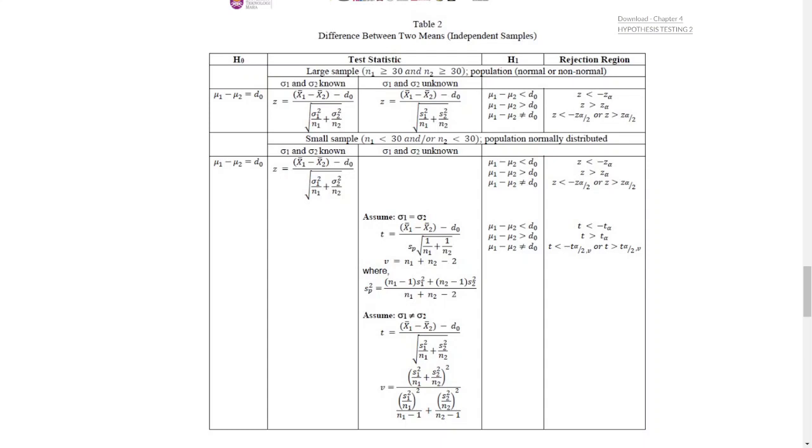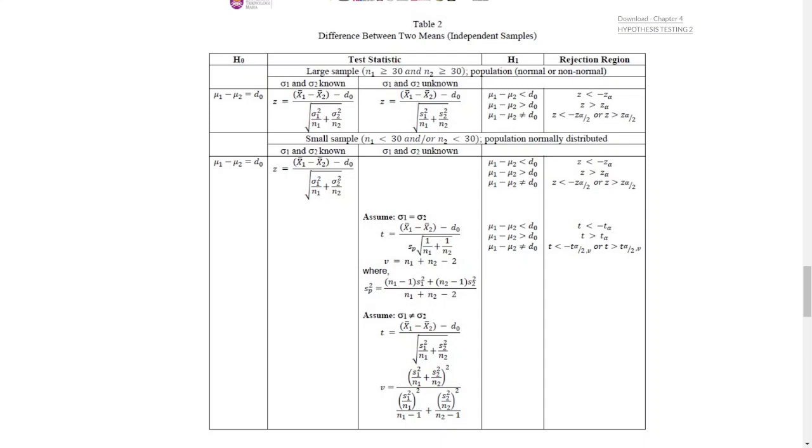Ingat, keadaan dia: variance populasi bagi kedua-dua sampel diketahui. Daripada kedua populasi diketahui, walaupun nilai size sampel adalah kecil, sekiranya populasi adalah tertabur secara normal, kita masih lagi boleh gunakan Z test ataupun Z statistik untuk kita test the difference between the two means for independent samples.